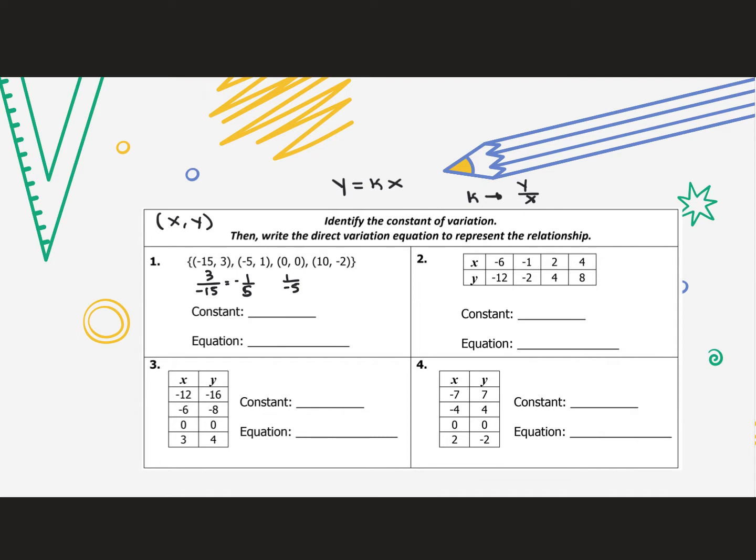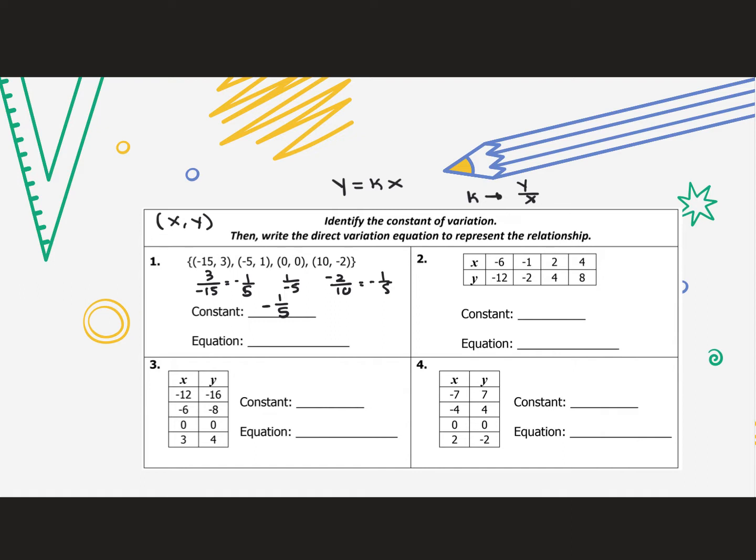Zero, zero, we know nothing happens there. And then we have our negative 2 over 10, which gives us negative 1/5. So we get negative 1/5. So I know in the previous slide we said that it's always positive. There will be situations where your direct variation will be negative. You're going to look more into that in further math classes, but you will have situations where it can be negative.